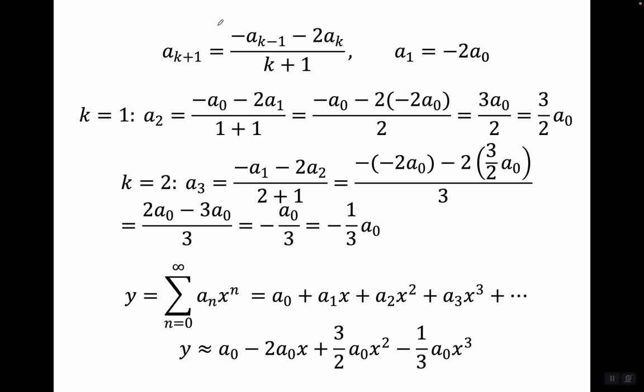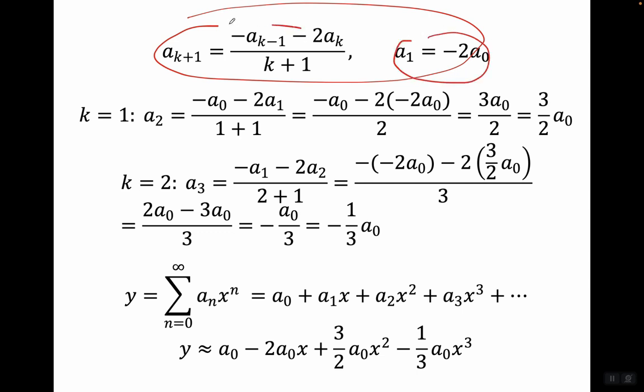Okay, so here's our formula for a sub k plus 1, and we already know that a sub 1 equals negative 2a sub 0. Recall, we just need to know the values of the coefficients for this series, a0, a1, a2, etc., because that's our power series. So, since we already have a sub 1 in terms of a sub 0, let's use this to get a sub 2 in terms of a sub 0. To get this to be a sub 2, we have to plug in k equals 1. We get a sub 2 equals negative a sub 0 minus 2a sub 1 over 1 plus 1. In other words, it'll be negative a sub 0 minus 2 times.